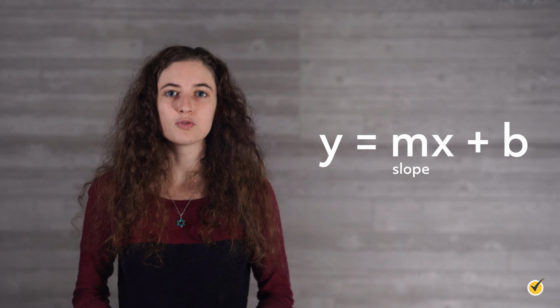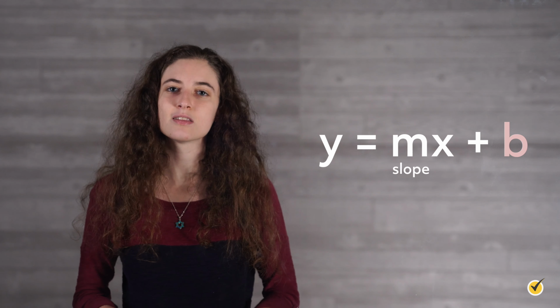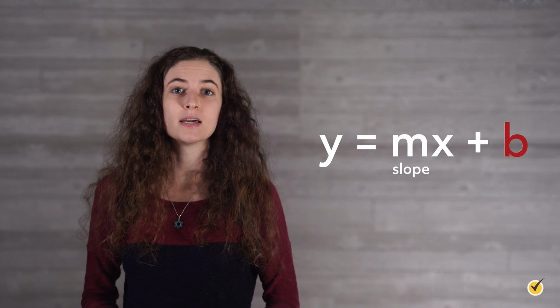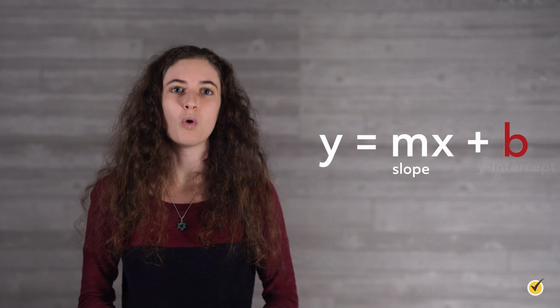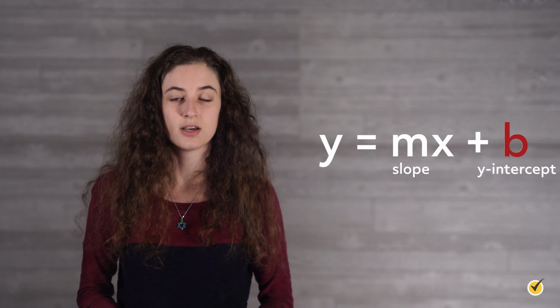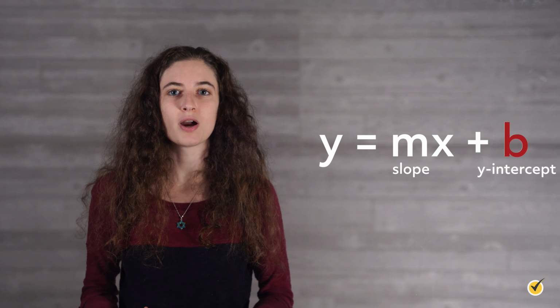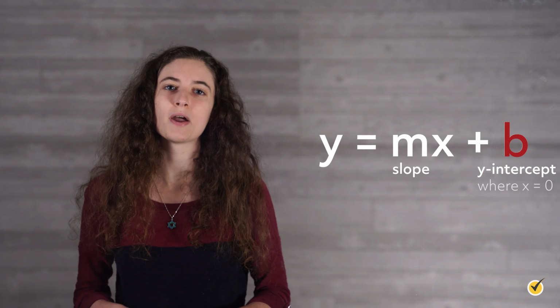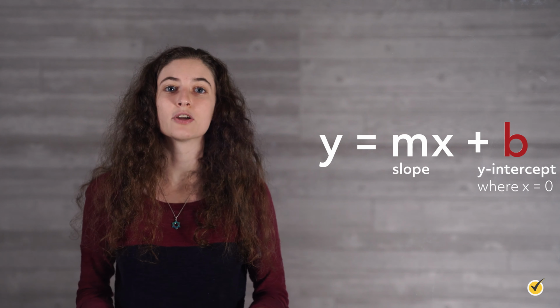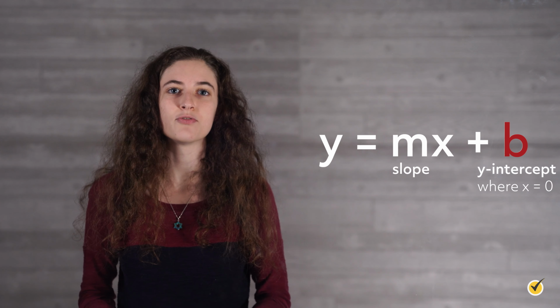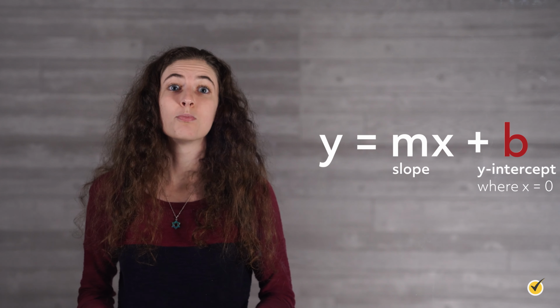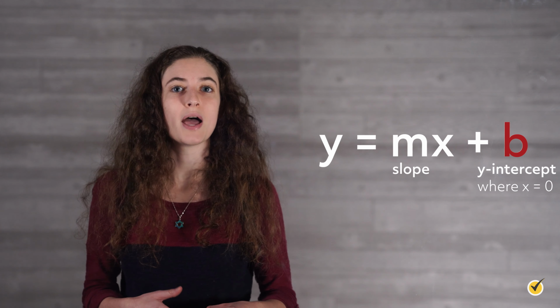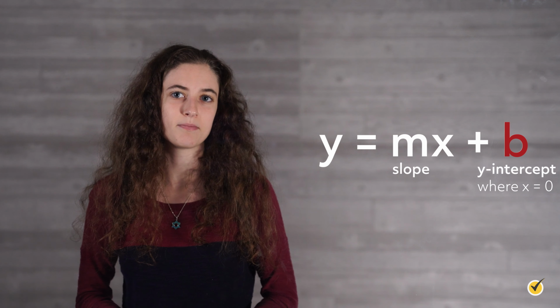Now, the only thing left we have to talk about in our equation is the letter b. b in our slope-intercept form represents the y-intercept of the equation. The y-intercept is the point where the graph hits the y-axis, or where x equals 0. So the y-intercept gives us the point that we need to figure out our graph. The point will be 0, b for whatever number is in the b position.